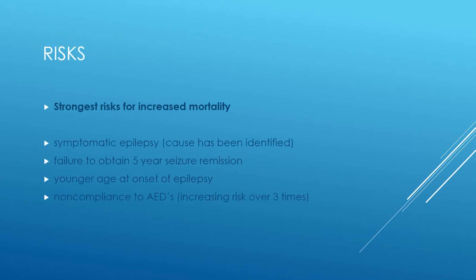What are the risks for premature death? The strongest risk for increased mortality is having symptomatic epilepsy. The cause has been identified, and usually it is the underlying condition or underlying abnormality that is the cause of death, not necessarily seizures. Then failure to obtain 5-year seizure remission, and this is because we're talking about epilepsy that is difficult to treat. Younger age at onset of epilepsy, and non-compliance with anti-seizure medications. I want to stress non-compliance because this is one of the risks that is modifiable. And there are reports that this may increase the risk of premature death over 3 times.